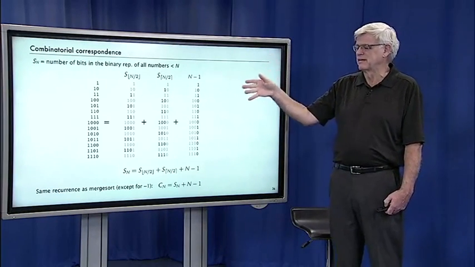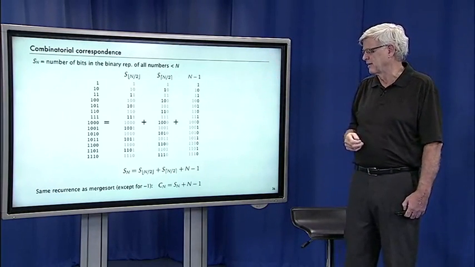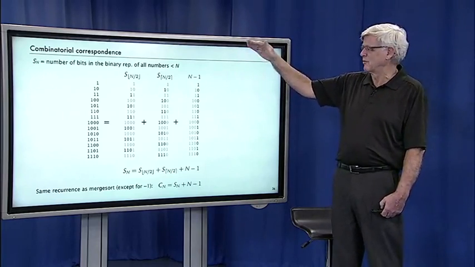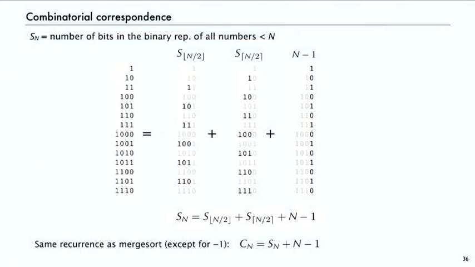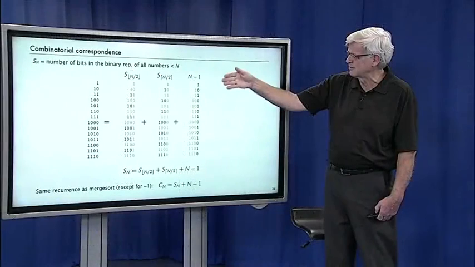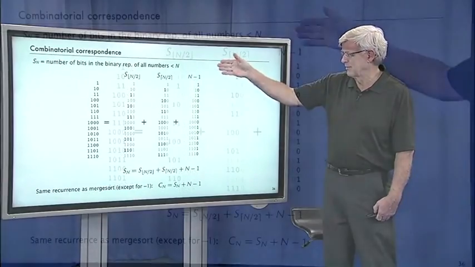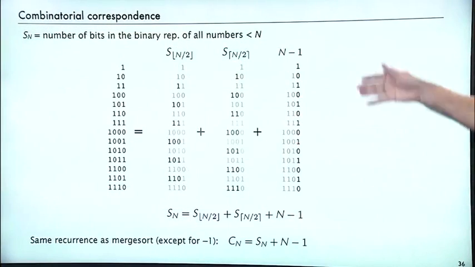Here's a combinatorial way to prove the same thing. If s sub n is the number of bits in the binary representation of all the numbers less than n, then what we can do is, just over on the left, is all the numbers less than 15. And what we do is carve off the rightmost bit. If you carve off the rightmost bit, then taking every other number, you get s of floor of n over 2. So it's just counting 1, 2, 3 up to floor of n over 2.